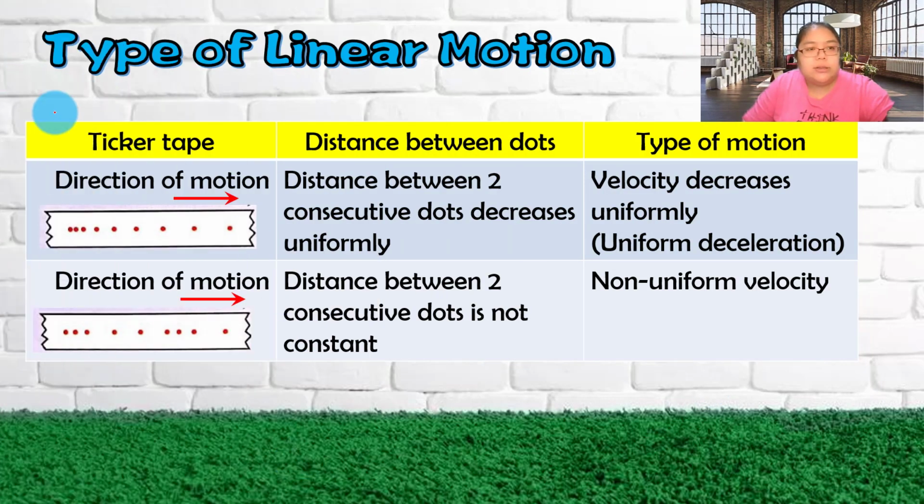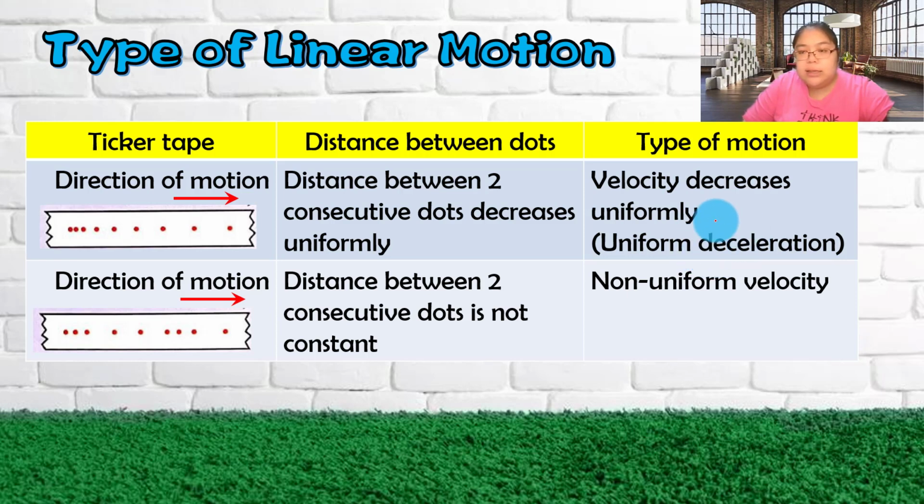Okay, now we're going to see this part. This part is the direction again. You see the motion, we're starting here. This one is a dot. You find the dots at the start are further apart, then become closer, is it? So from here, the distance between two consecutive dots decreases uniformly. So we can say the velocity decreases uniformly. You can say uniform deceleration.